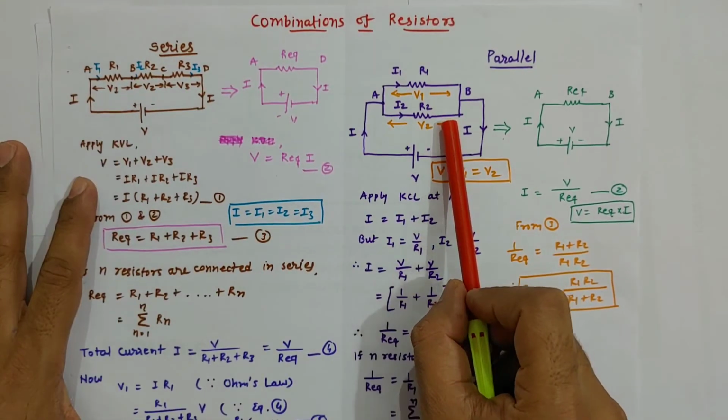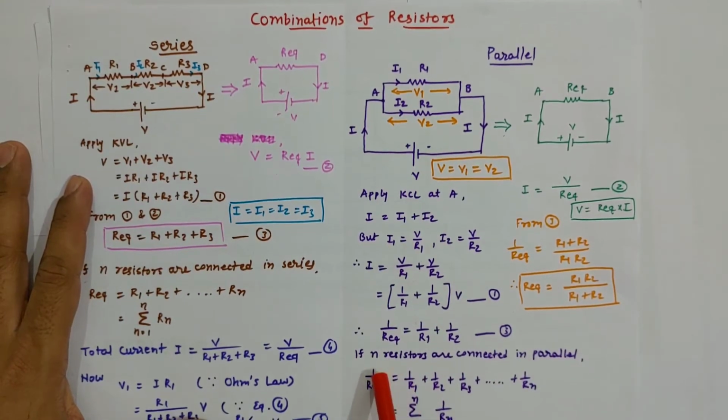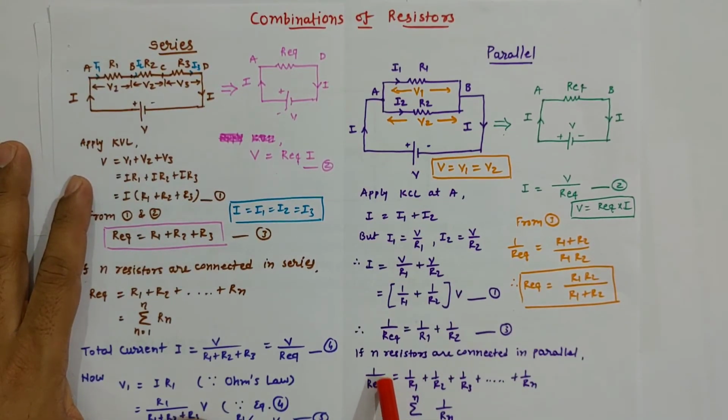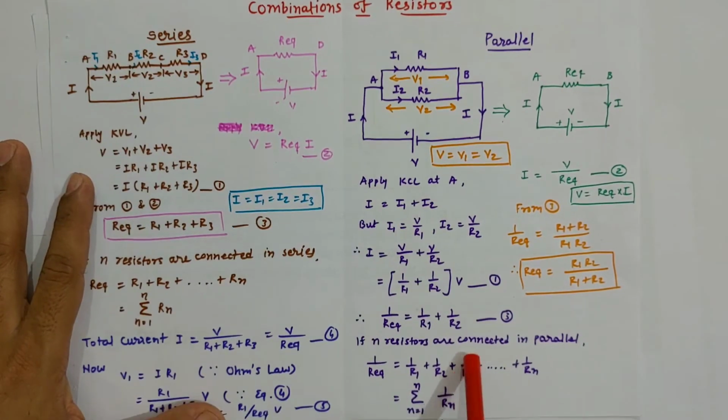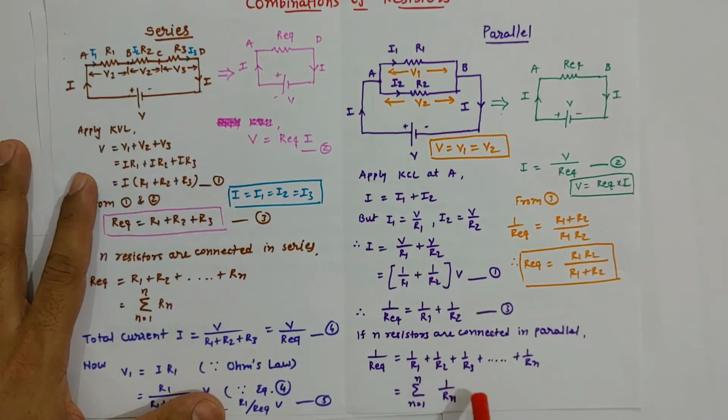We have two resistors connected in parallel combination. If we have n number of resistors connected in parallel, we get the equivalent value of the resistor like this: 1 by R equivalent is equal to 1 by R1 plus 1 by R2 plus 1 by R3 up to plus 1 by Rn. We can write this as sigma n equals 1 to n of 1 by Rn.